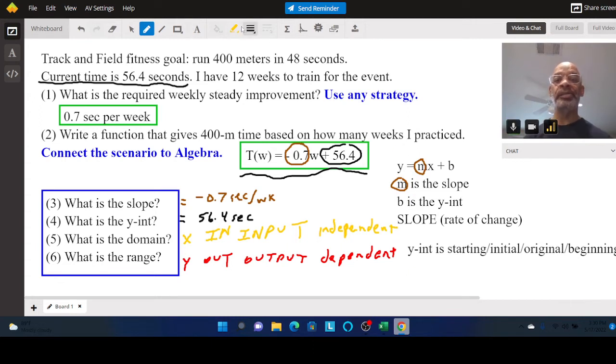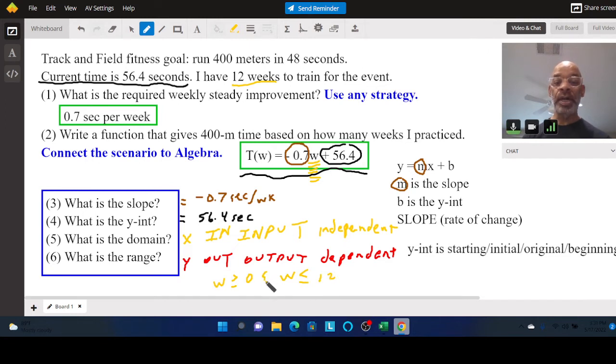What can we put in? We're putting in values for how many weeks I trained. The lowest W can be 0. So my W has to be greater than or equal to 0. And I get that from when I start. And since I'm going to train 12 weeks, my highest W can be 12.